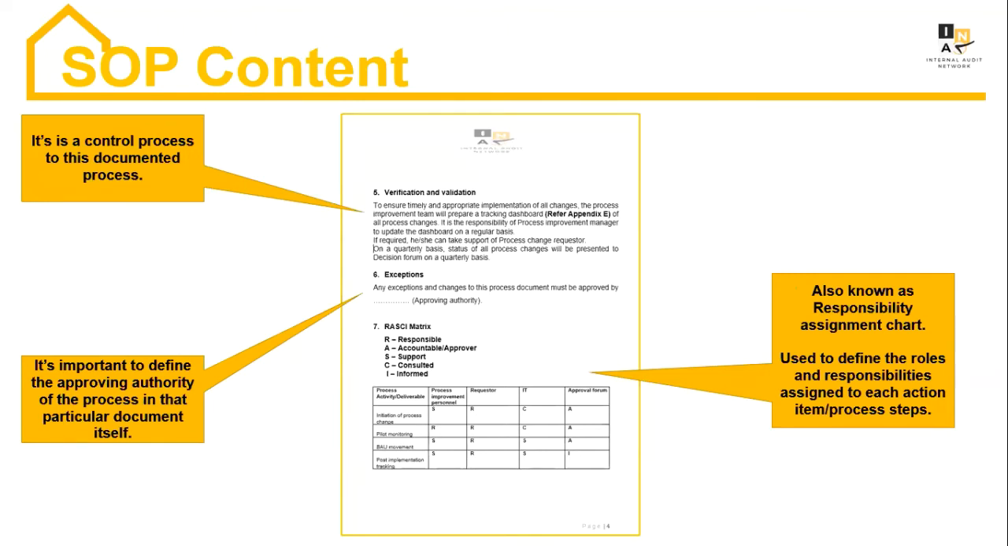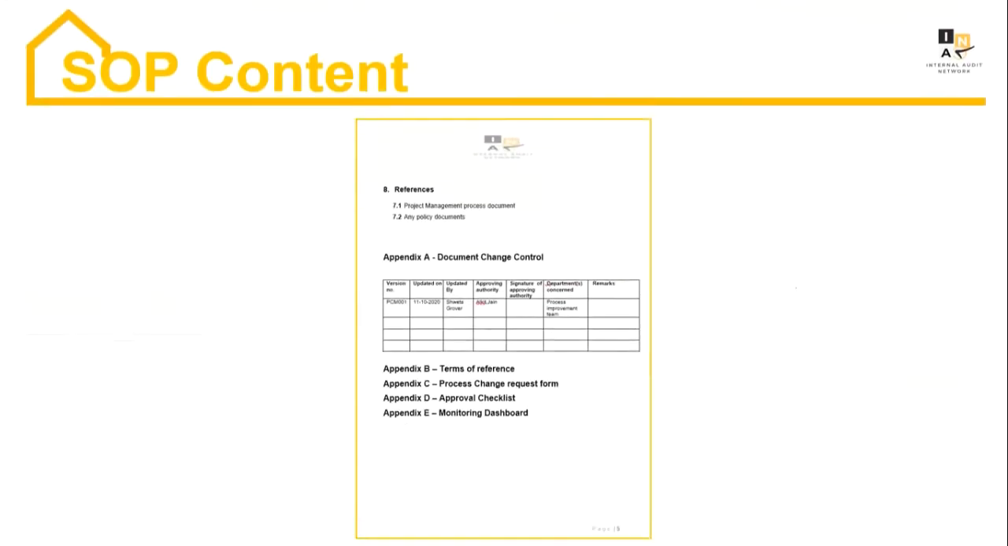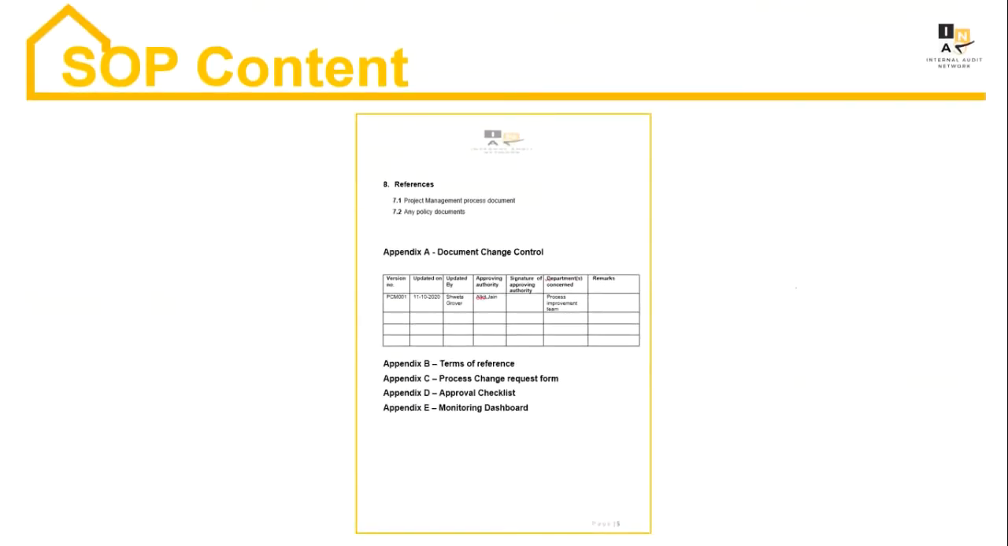Okay, let's move further. So references, as I said, in the scope itself, this whole process document is not applicable for any product changes. So for reference, you can have that product management process document here. If anybody wants to refer to that, they can, or any other policy documents under which that SOP has been prepared. That has to be referred to, because SOPs are the procedures. For each procedure, there has to be some policy document that has to be referred to.